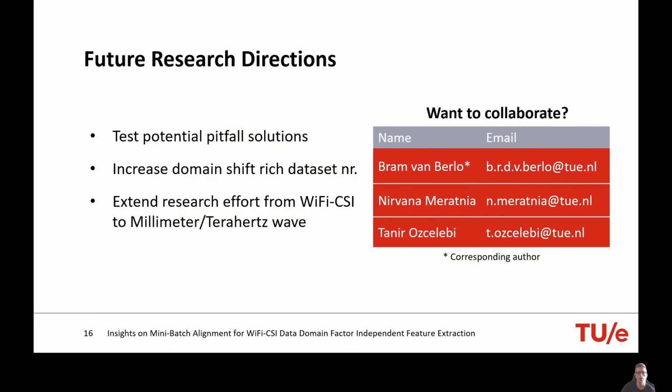So future research directions include testing potential pitfall solutions, as already discussed before, and increasing the number of datasets that have some kind of domain shift present in them, because the number of relevant datasets at the moment is limited to 2, mainly WIDAR and SciFi. Another research direction is to extend the research effort that has been put into this project from Wi-Fi CSI to the millimeter wave and terahertz wave spectra.